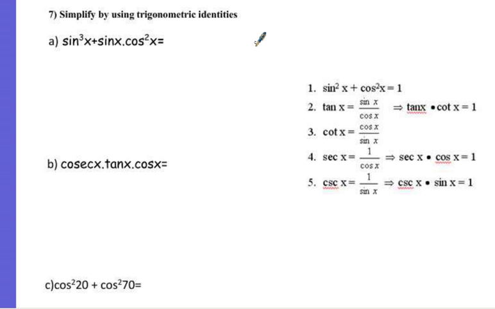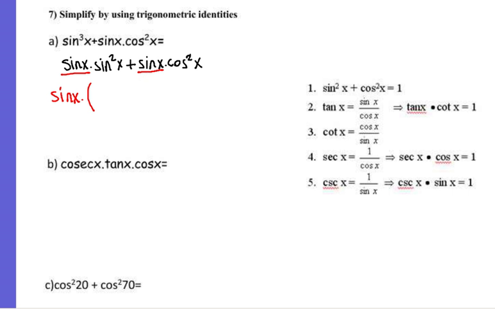We have trigonometric questions in 7th one. Sine cube x plus sine x times cosine square x. I can write sine cube x as sine x times sine square x, and the second term I have sine x and cosine square x. In these two terms, I have sine x, the common factor, and I write this common factor out of bracket.